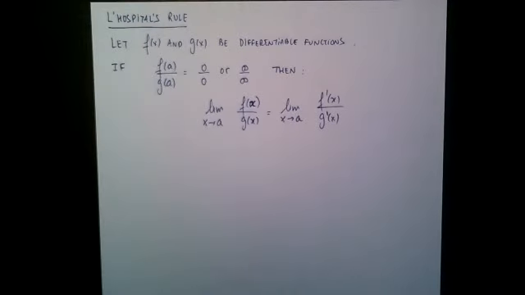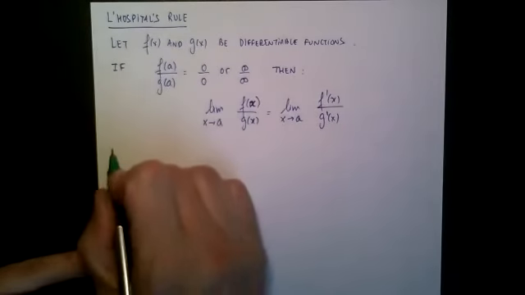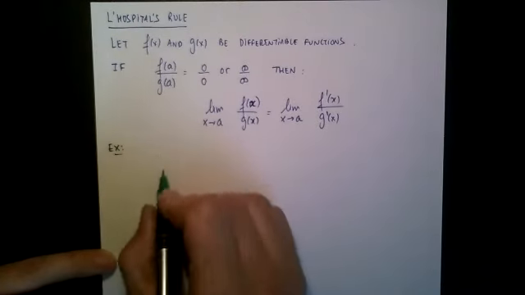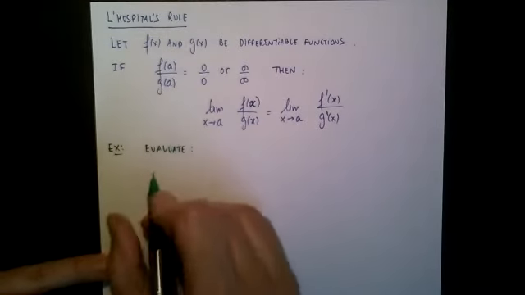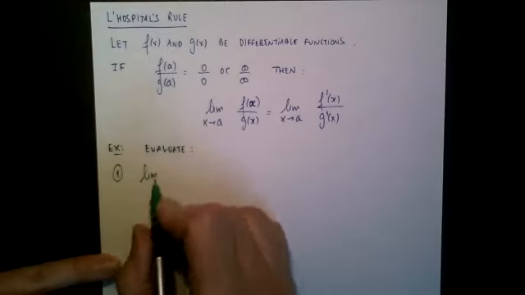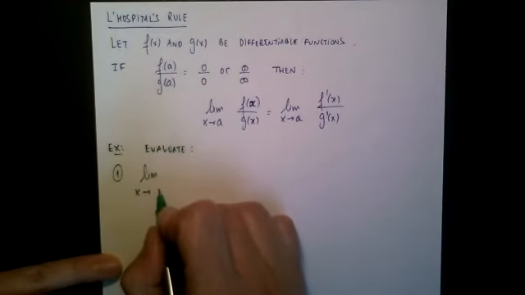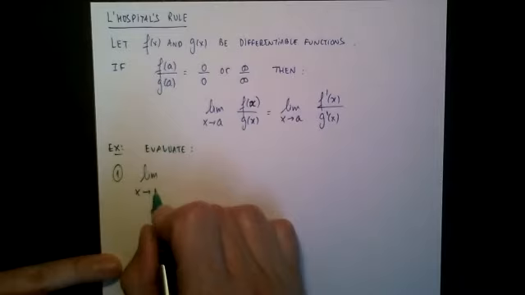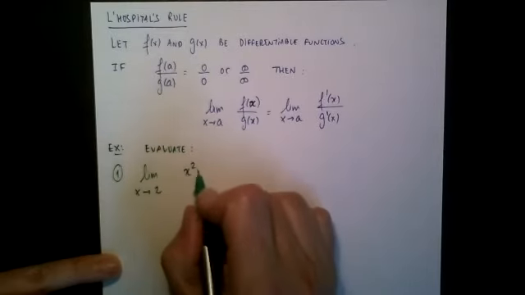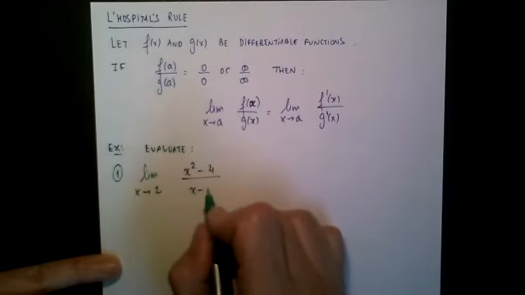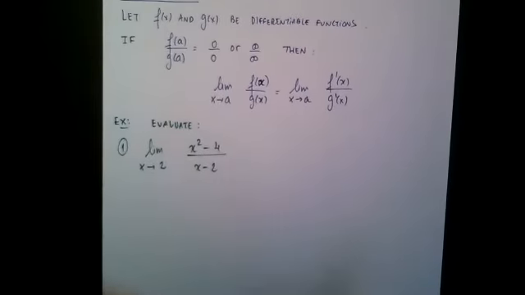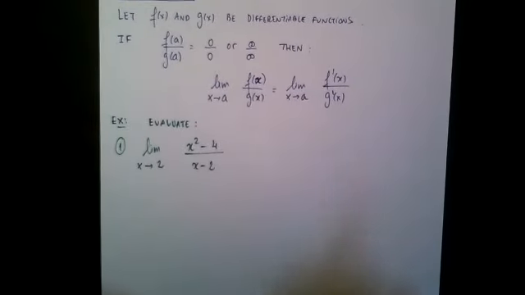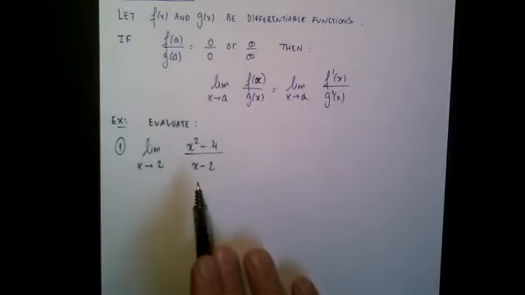Okay, so let's do a few examples on applying this. So evaluate, first, let's start with a very easy one: the limit as x approaches 2 of x squared minus 4 over x minus 2. It's a very, very easy limit, right? We did it at the beginning of the course. That's probably the first limit I gave you, the first exercise in the course, was to evaluate this limit. And I hope that you're okay with this now.